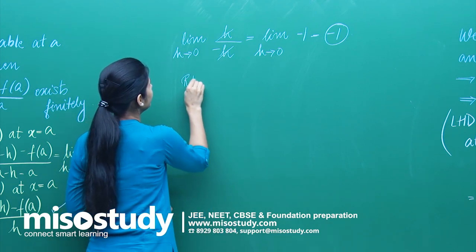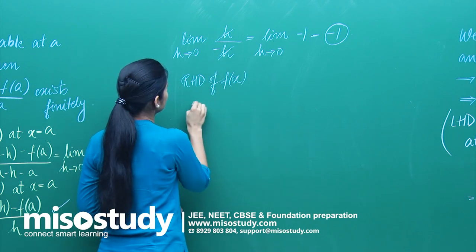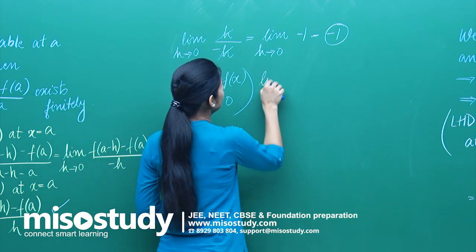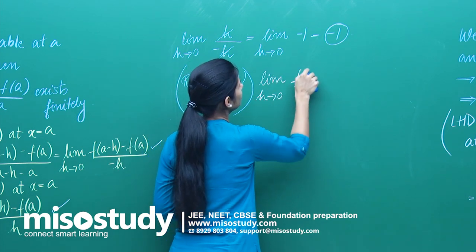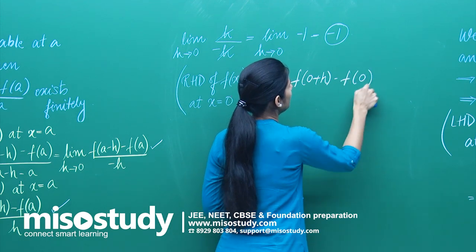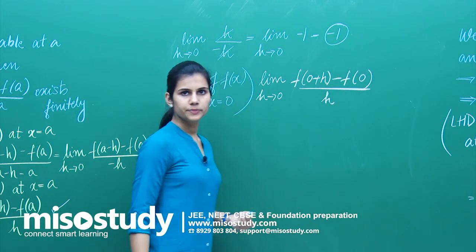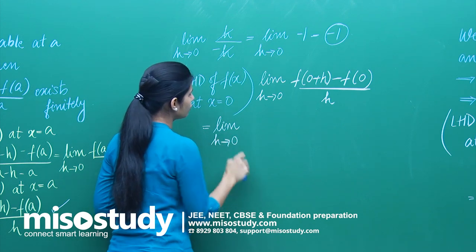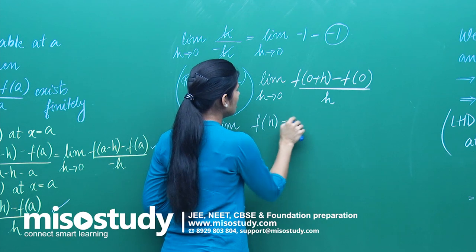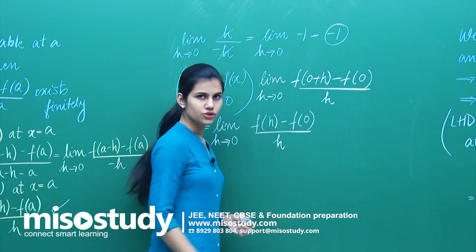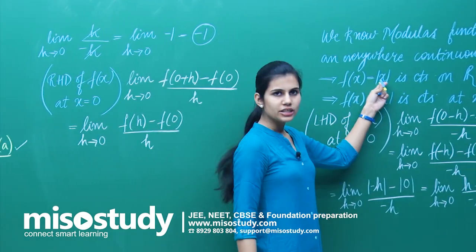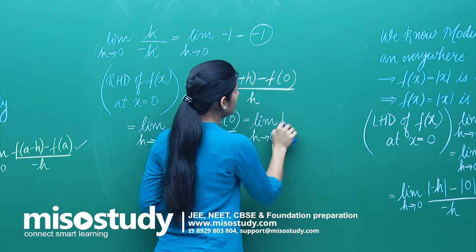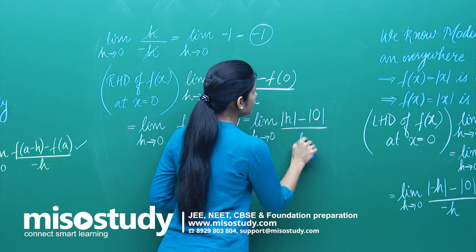Let's focus on the right hand derivative of f at 0. Fine, right hand derivative. What will this be? Limit h tends to 0, f of 0 plus h minus f of 0 whole upon h. Okay, what will this be? Limit h tends to 0, f of 0 plus h gives you f of h minus f of 0 whole upon h. Now if f of x is mod x, f of h is mod h. So this will be limit h tends to 0 mod h minus mod 0 upon h.